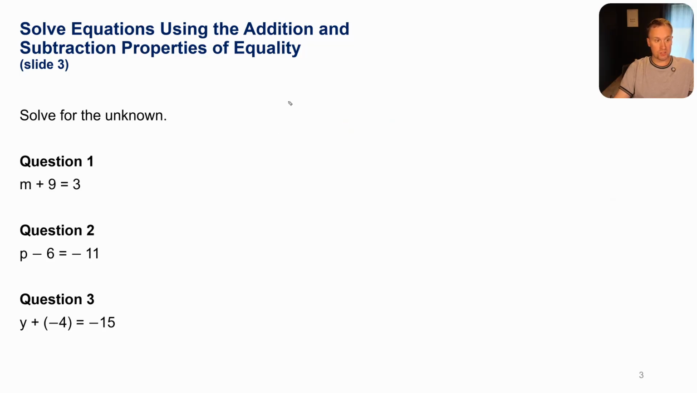So question number 2, I have p minus 6 equals negative 11. Now in this case, the negative 6 is next to the p variable. That's what we need to eliminate, and we can do that by adding a 6 on the left-hand side of the equation and adding a 6 on the right-hand side of the equation.